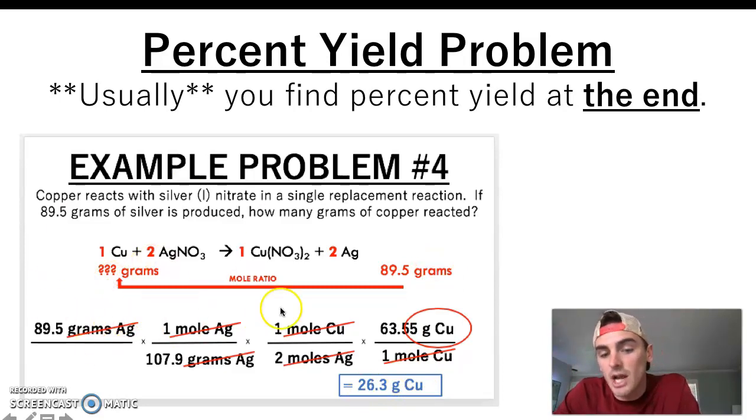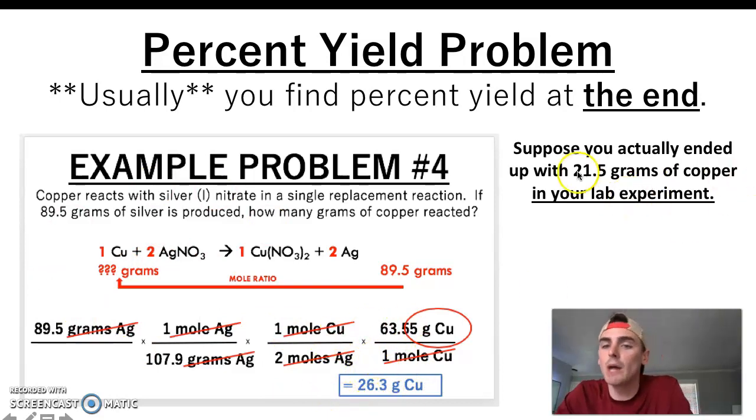But this is how much I, in a perfect world, should have made if I did everything right. So what the problem would actually be is, let's suppose you actually only ended up with 21.5 grams of copper. I kind of realize now that in this video, usually it'd be a product. I kind of messed up on this one, but we can get the hang of the percent yield. So we were supposed to make 26.3 grams of copper, and we actually only made 21.5 grams.